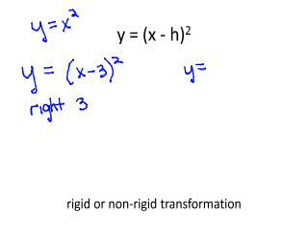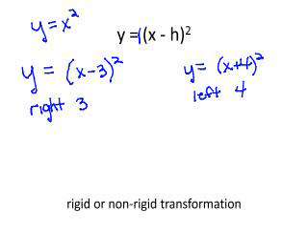Whereas if we see a plus in there, so let's say x plus 4 quantity squared, then this one is moved to the left 4 units. Okay? But notice I haven't put anything in front here. My leading coefficient here, or the number out to the front here, the a value that we just talked about, is 1. So I'm not changing the shape of it. So if I don't change the shape of it, then it is a rigid transformation. And if we just slide it, then it will be a rigid.